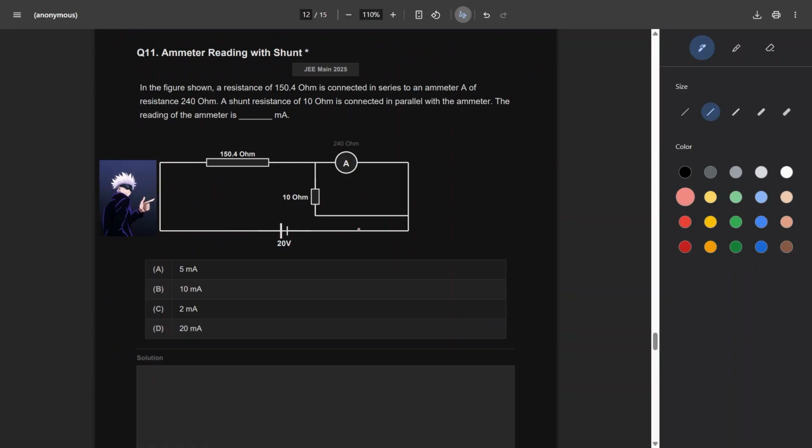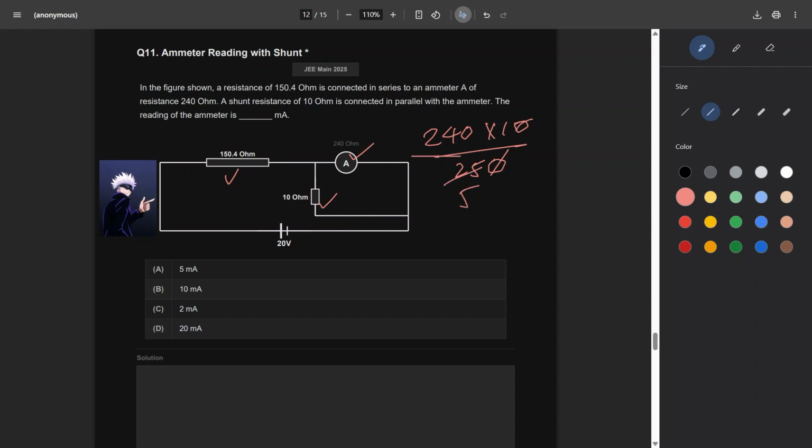And we have another ammeter. So we have 150.4 here, we have 240 here, we have a shunt here. We need the reading of the ammeter, right? What we have here is the parallel combination of these two. We have 240 times 10 by 250, right?